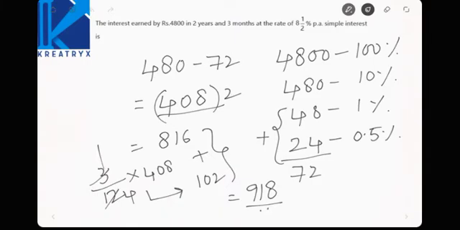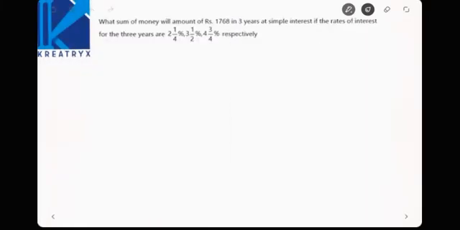Okay, now next question. What sum of money will amount to rupees 1768? So you have to get the total amount 1768 in 3 years at simple interest, if the rates of interest for 3 years are, for the first year 2 1/4, for the second year 3 1/2, for the third year 4 3/4. For simple interest there will be no change for principal. Time period is 1 year for each and every interest rate.